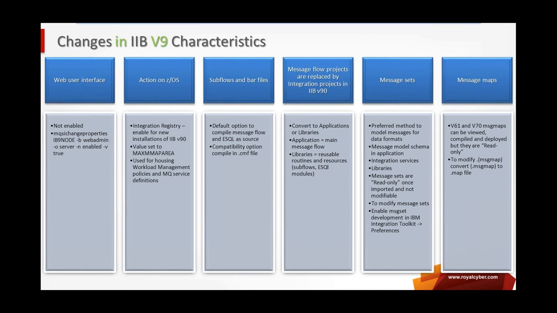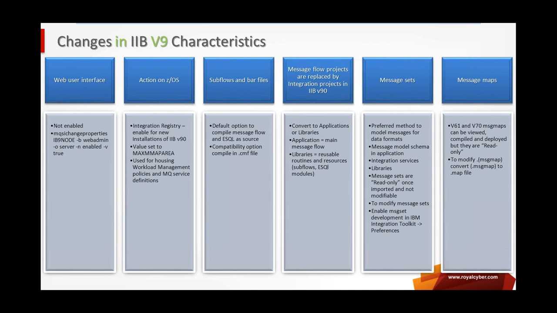They should not be called a message flow project; now they are basically an integration project. There is also some change in the terminology. The rule of thumb is, if it is your main message flow, it will be called an application, and every other subflow, resource, or reusable routine will be called a library. So this is a main change. When we work with IIB 9, we have to keep these things in mind.